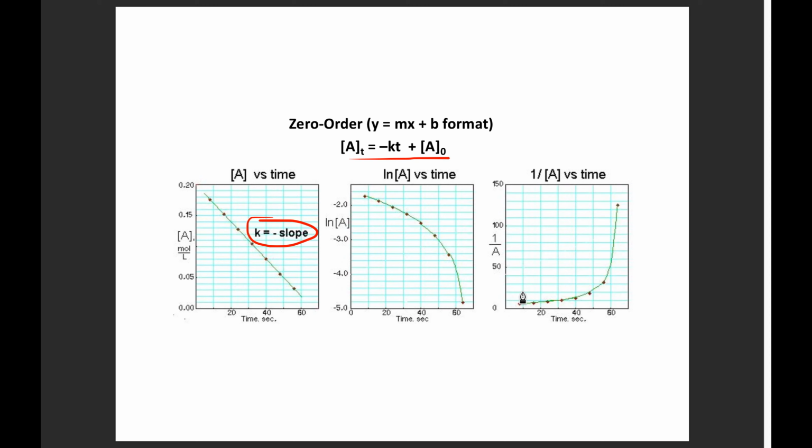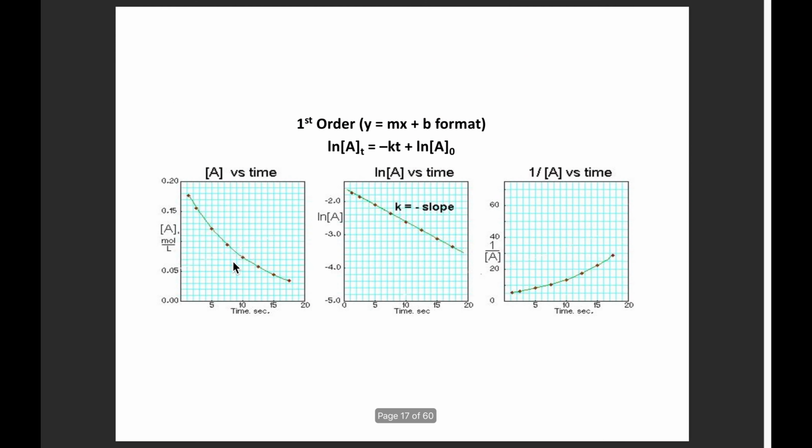So since these are curved, that can't be first order, can't be second order. This particular data that we received has to be zero order. Okay, so that's really all we're doing here. And we can do the same thing with first and second order reactions as well.